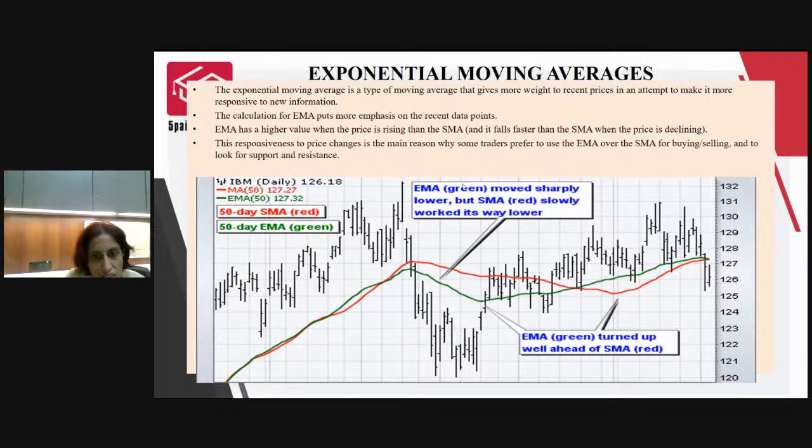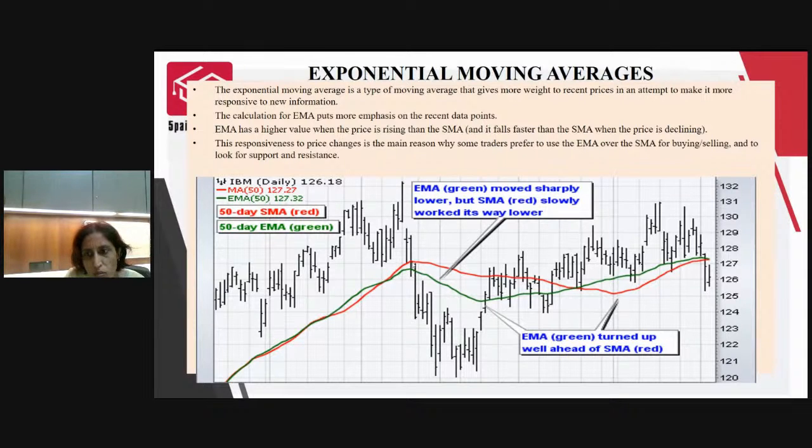So as you can see in this case, the exponential moving average moved sharply lower than the simple moving average. And the moment the EMA is sharply moving lower as compared to the simple moving average, it is for sure that from here on the market is going to move downwards.